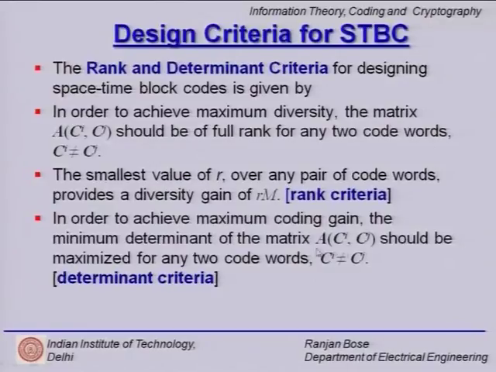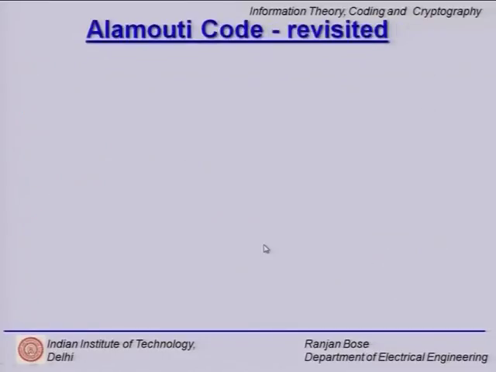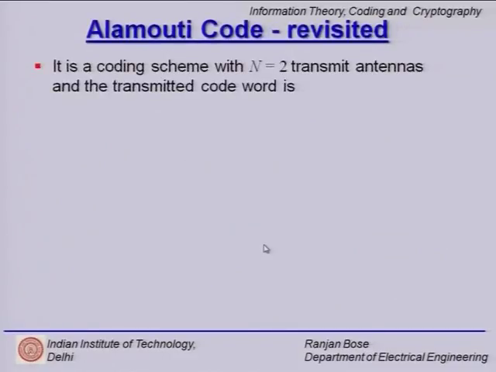So, we can actually do a simple computer search to look at all possible combinations, and whichever gives a high rank and maximizes the minimum determinant, we get that. So, let us revisit Alamouti code in this light.